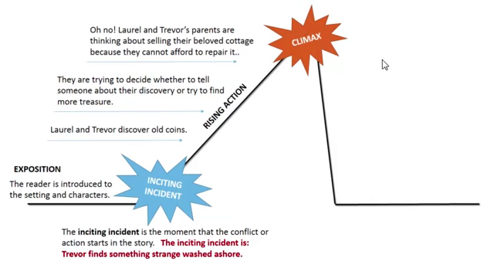We are most definitely at the climax. After the climax, the story begins to wrap up during the falling action. And then, finally, all loose ends are tied up in the resolution. Let's take a look at how this story ends.